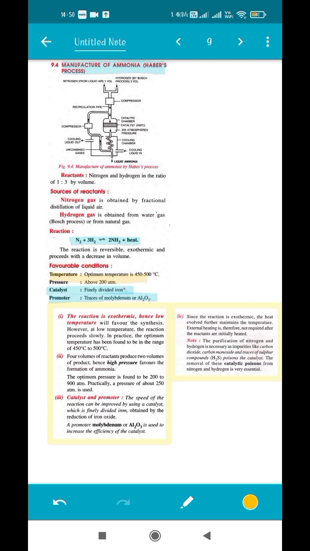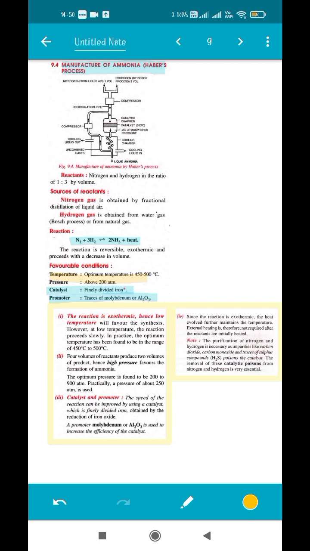Catalyst and promoter, like I told you, catalyst is finely divided iron. We use finely divided iron so that the surface area increases and the process can happen a little more quickly. Also, the promoter molybdenum is used, or Al2O3 is used. Promoter is used to make the catalyst work even better. To increase the efficiency of the catalyst, we use this promoter. Since the reaction is exothermic, the heat evolved further maintains the temperature. External heating therefore is not required after the reactants are initially heated.